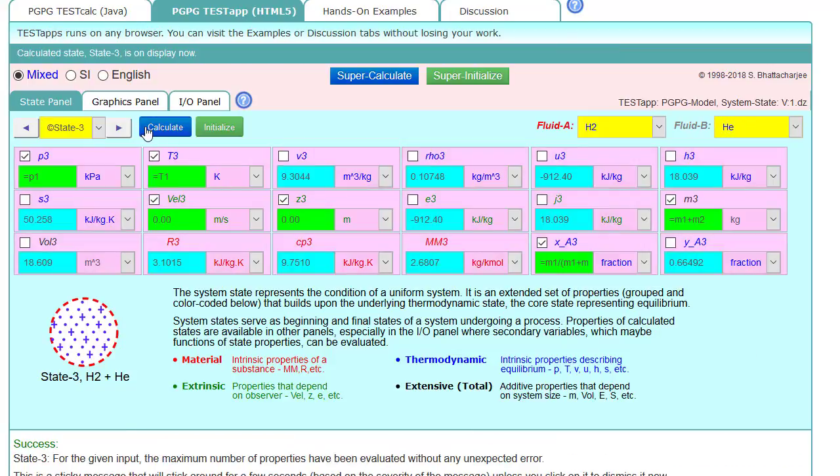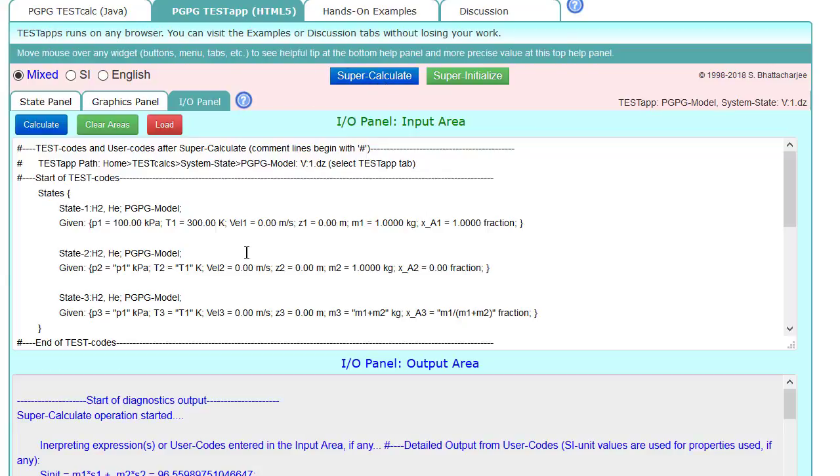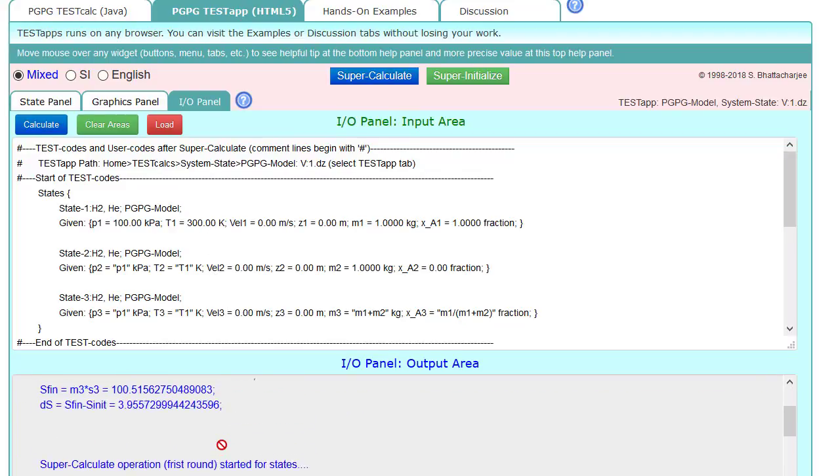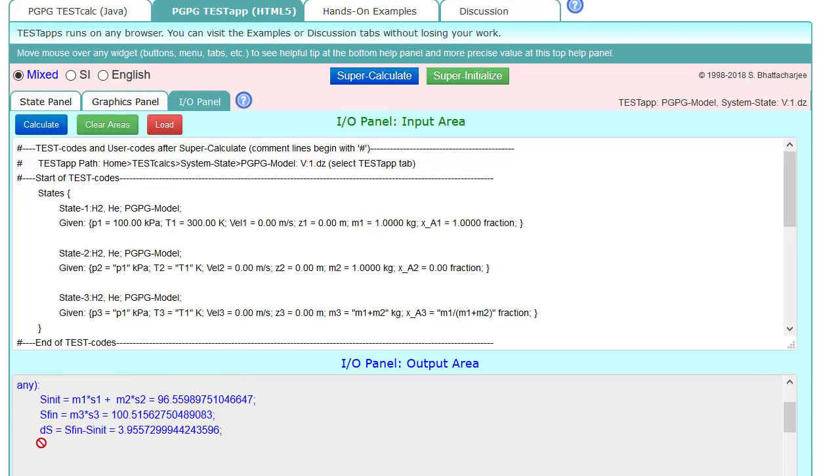So just hit calculate, and then I'll hit super calculate. It brings you straight to the I/O panel, and you can see down here in the output area, it automatically recalculated the change in entropy, which is now 3.95.